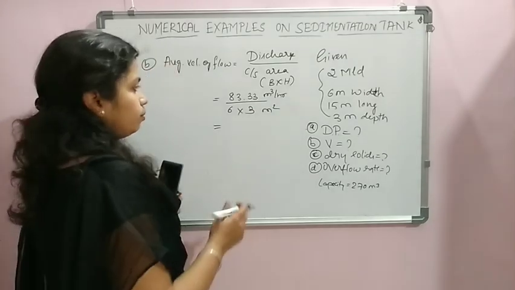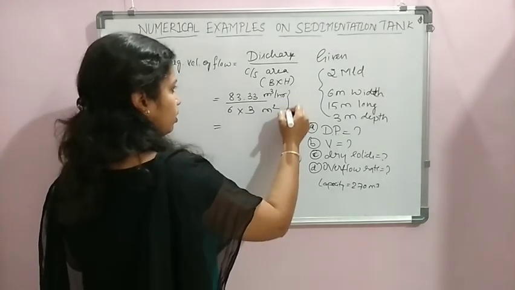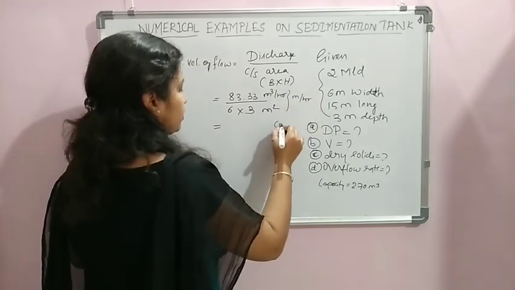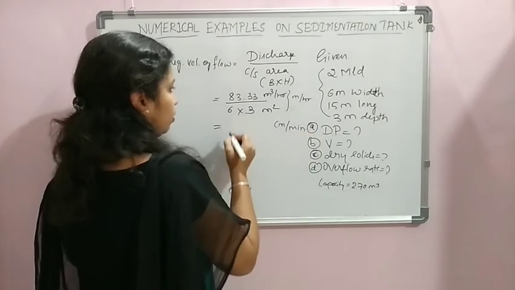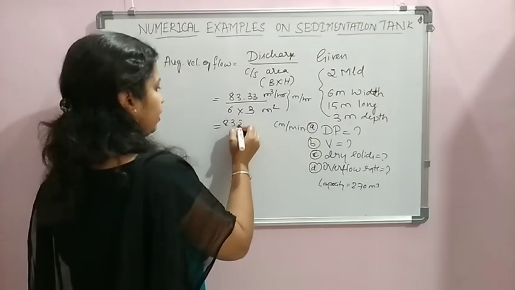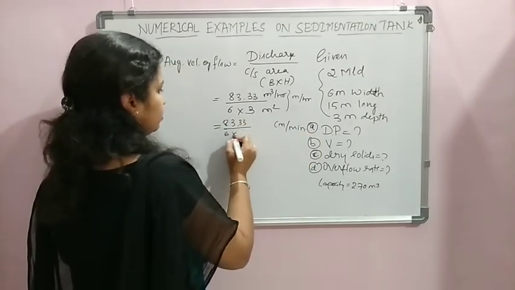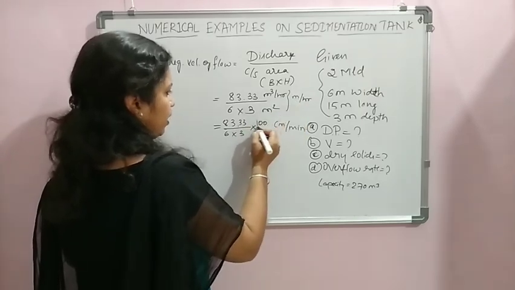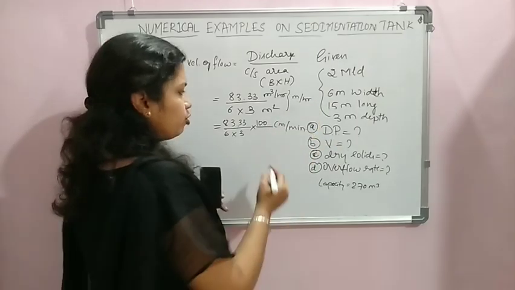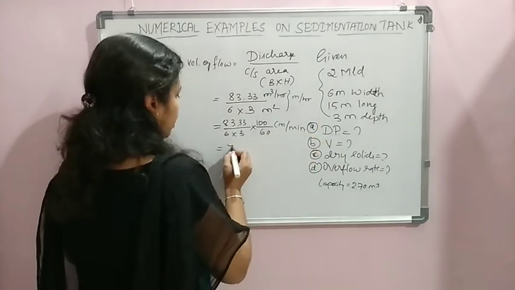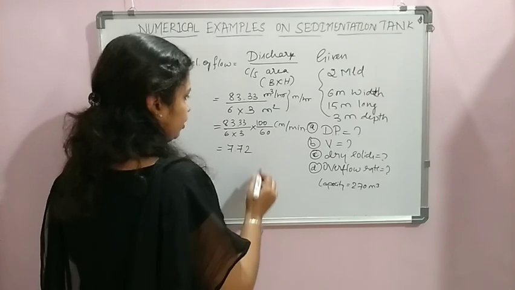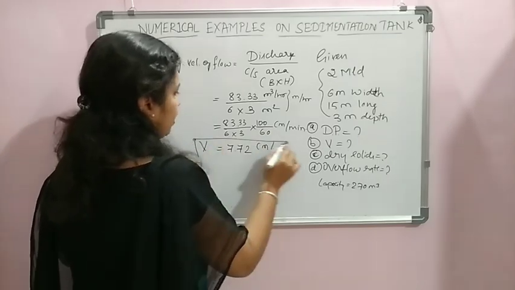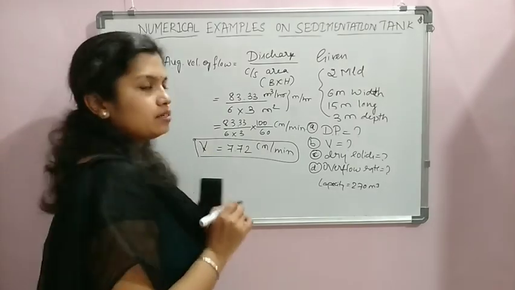So the supposed unit will be metre per hour, but we want the answer in terms of centimeters per minute. In order to convert it, let us convert metres into centimeters, multiply it by 100, and also to convert hours into minutes, divide by 60. Answer is supposed to be 7.72 centimeters per minute. This is the required average flow velocity.